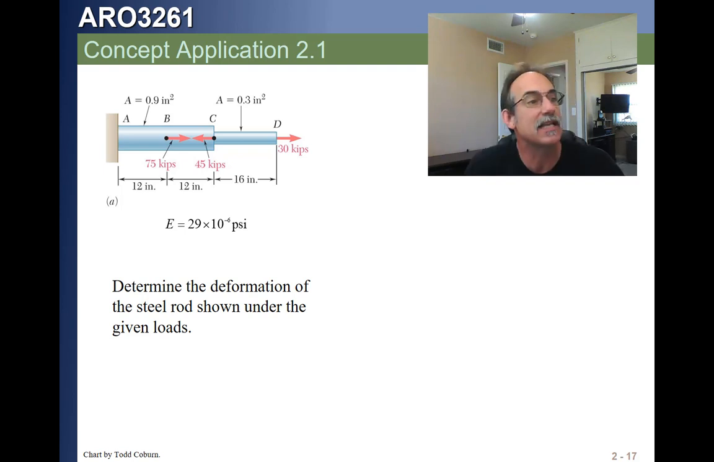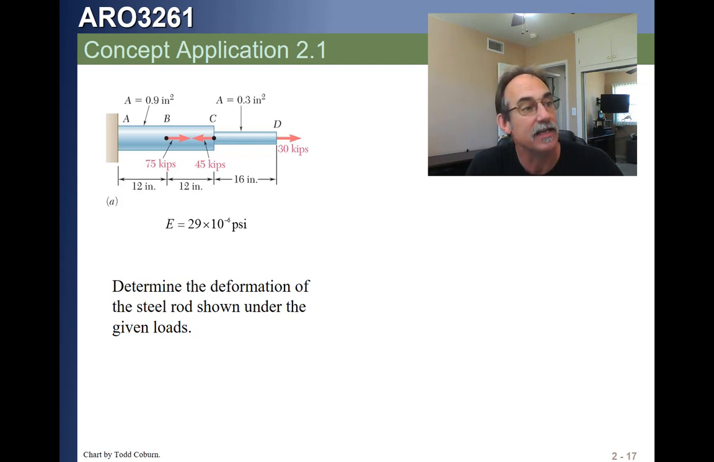So let's say we have this part here. This looks pretty straightforward. Let's say we want the deformation. How many elements do we need to break this up into? Actually, do you remember what the equation for deflection is? PL over AE. How many times do we have to apply that?